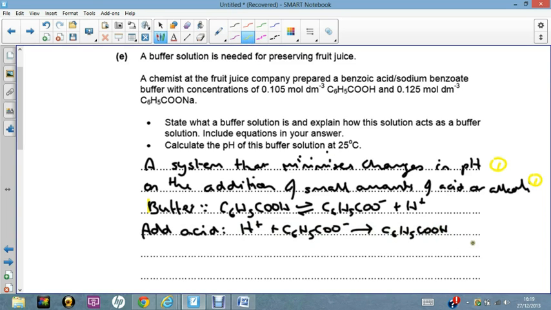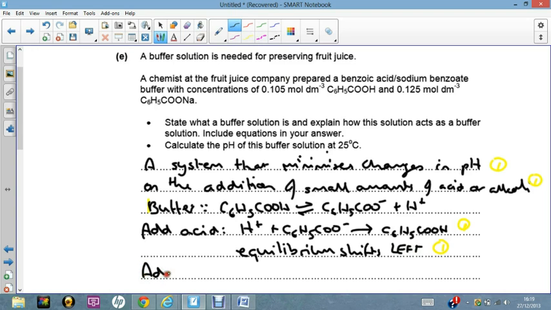We're going to get a mark for that equation. You also need to say what happens to the equilibrium. Okay, if we're making this, that means that this buffer solution has shifted left. So 1 mark for that.